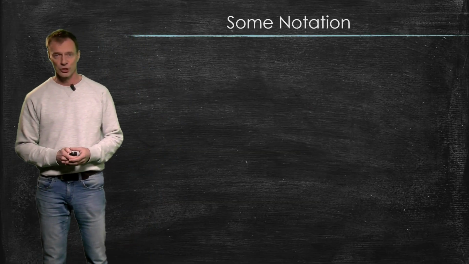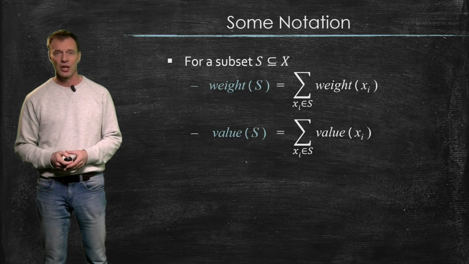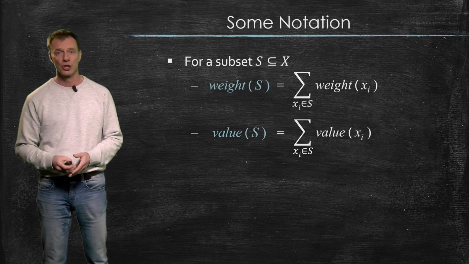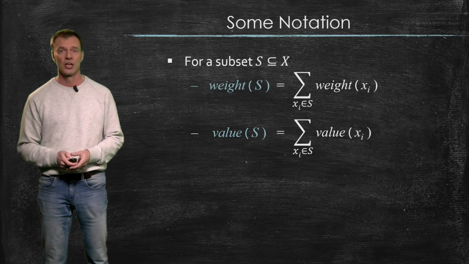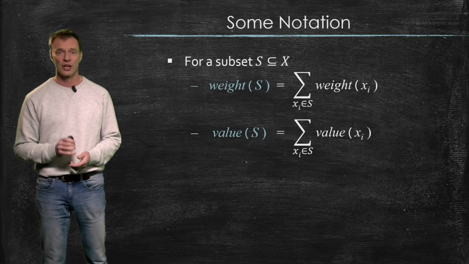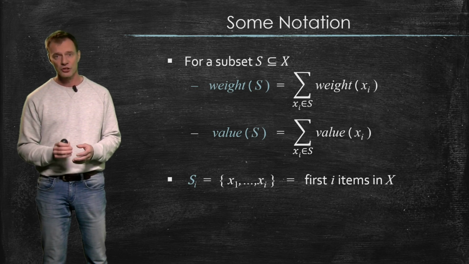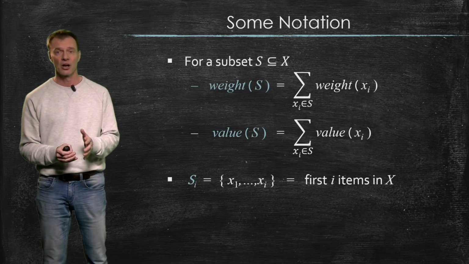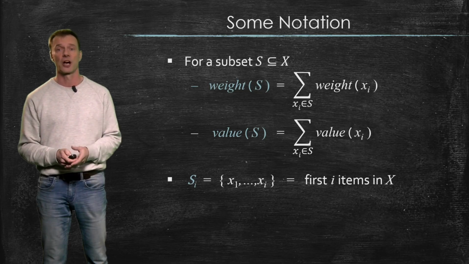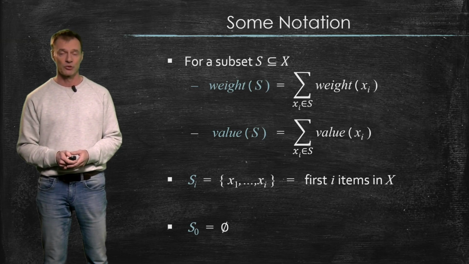Let's introduce a little bit more notation. So if we have a subset S of our set X of items, then by value of S, I simply denote the total value of all the items in this subset S. And weight of S is defined in a similar way. I also need the notation S_i, which is the subset of the first i items. Right? So we have items x1, x2, all the way up to xn, and S_i are the items x1 up to xi. And it will be convenient to use S0 to denote the empty set.